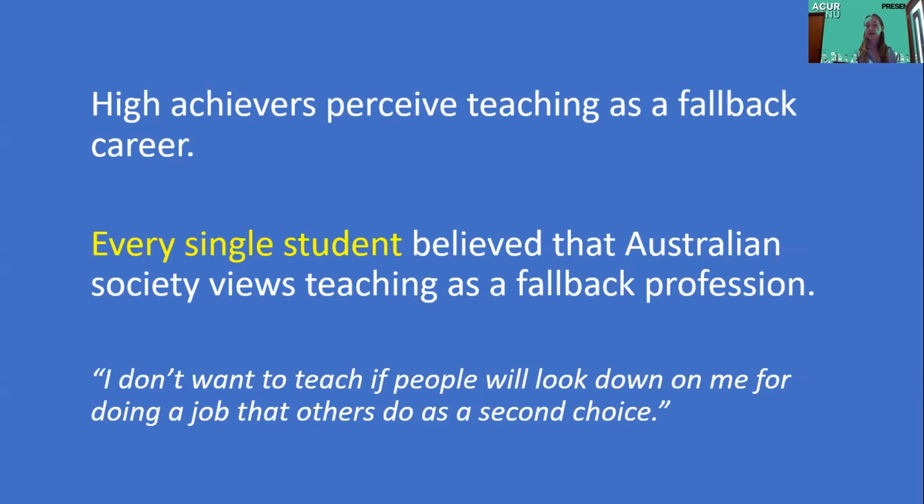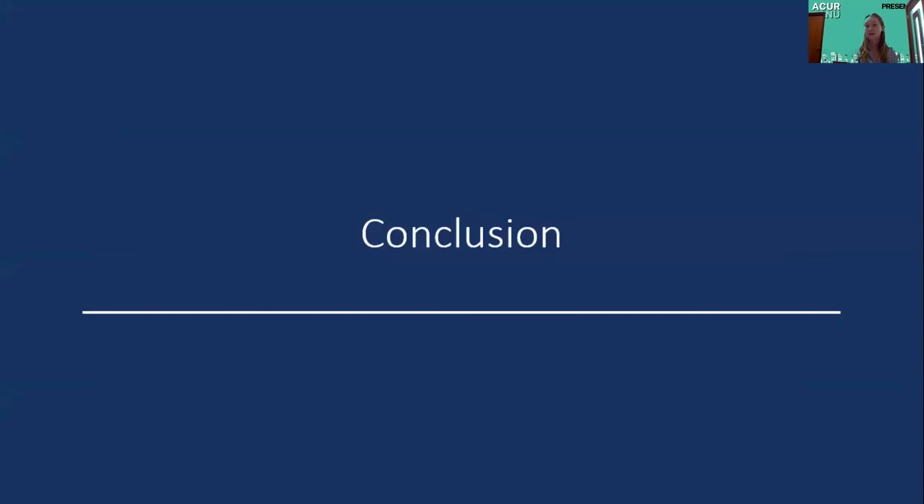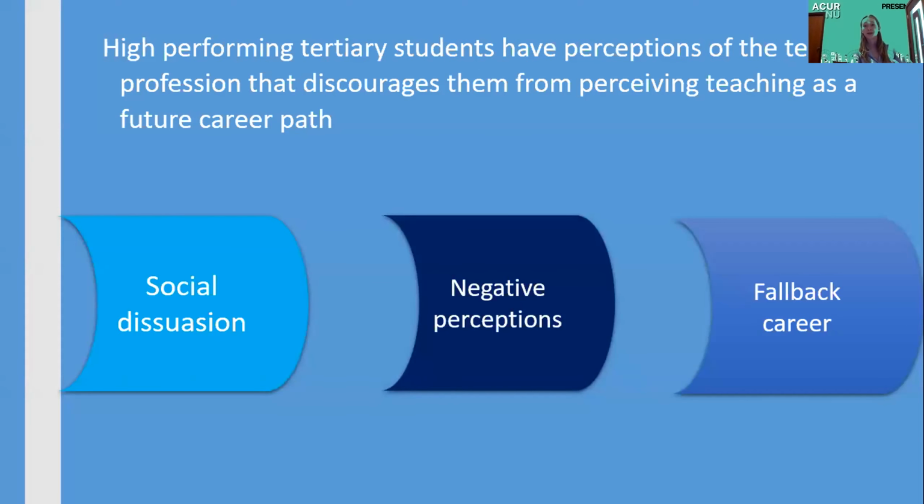So they believed that they shouldn't do teaching because it was not a prestigious enough profession for them, because so many people saw it as a fallback career. So finally, in conclusion, high-performing students are put off teaching and discouraged from following the teaching pathway in their future because of strong social dissuasion they experience, a lot of negative perceptions they hold either picked up from social norms or from their peers and internalised themselves, and also the widespread perception of teaching as a fallback career.